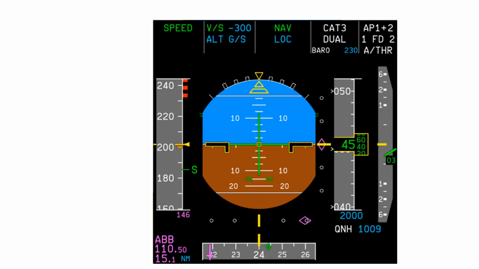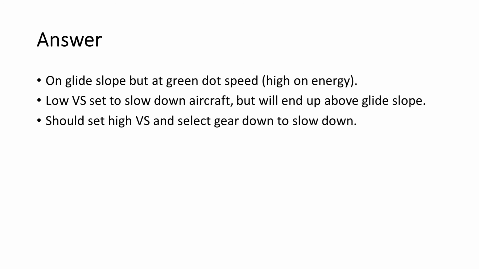Next question. And the answer is, you're on the glide slope, but at green dot speed, that means you're high on energy. The low vertical speed is set to slow down the aircraft, but you will end up above the glide slope doing this. So you should set a high vertical speed and select the gear down in order to slow down.